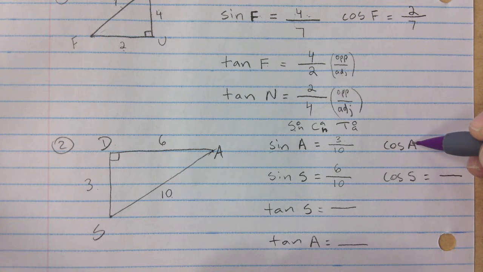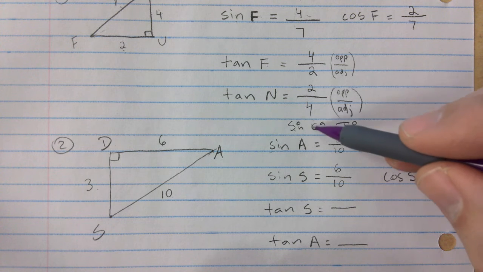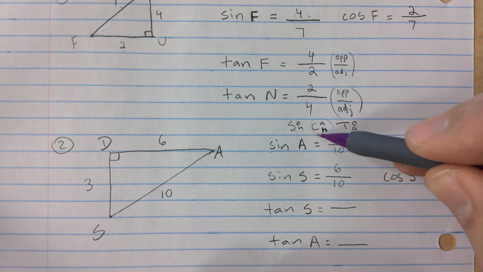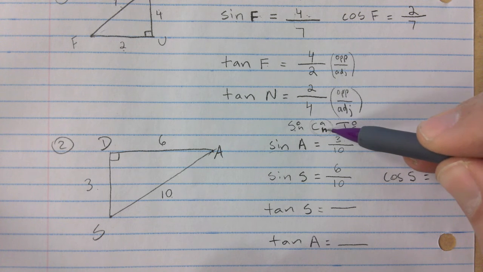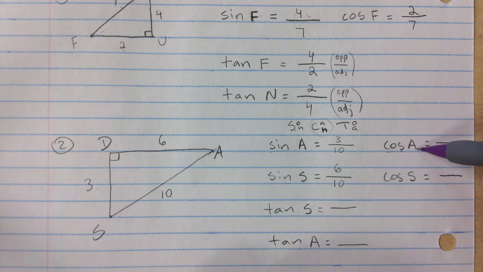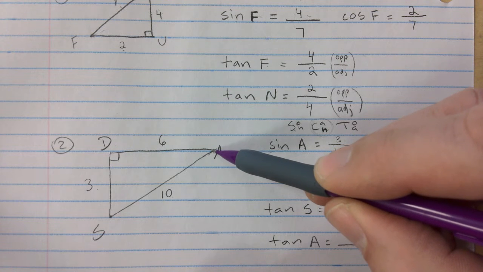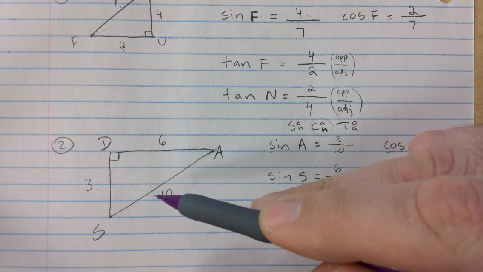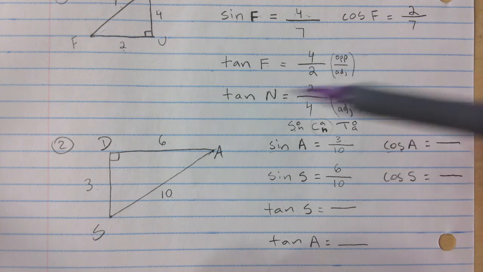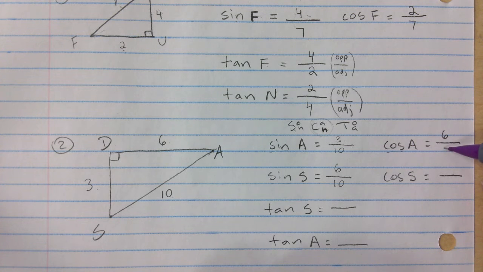So cosine of A, cosine tells us we're using this guy right here. That means we need adjacent over hypotenuse. So A is over here, and you kind of have to do the opposite hypotenuse. This must be the adjacent. So we'll put 6 here, and we know the hypotenuse is 10.